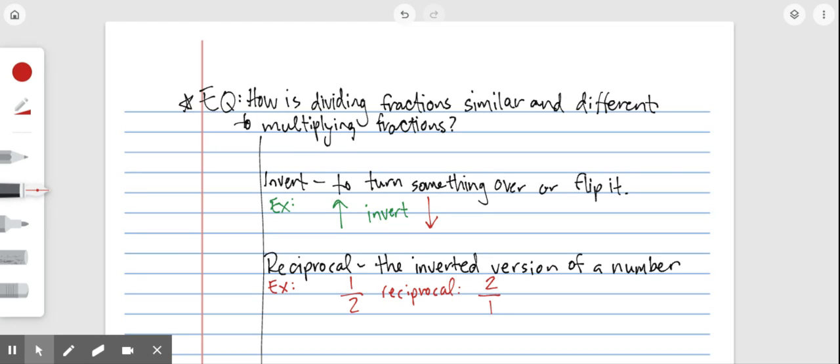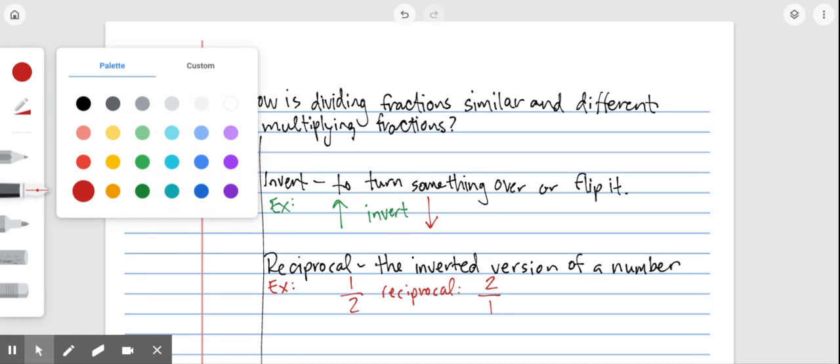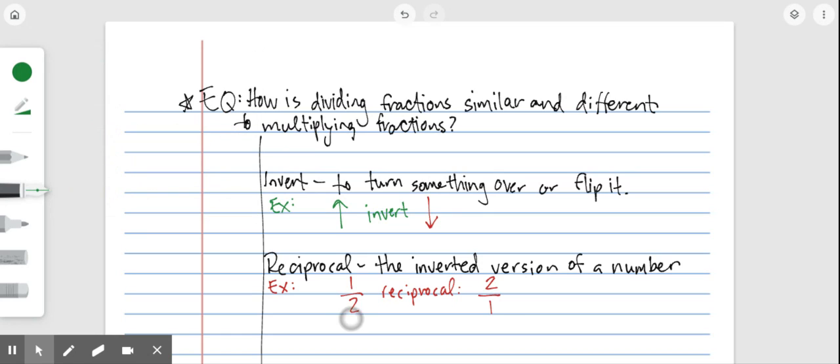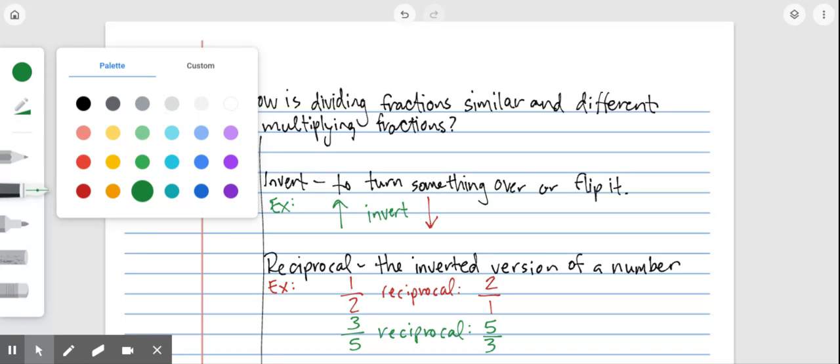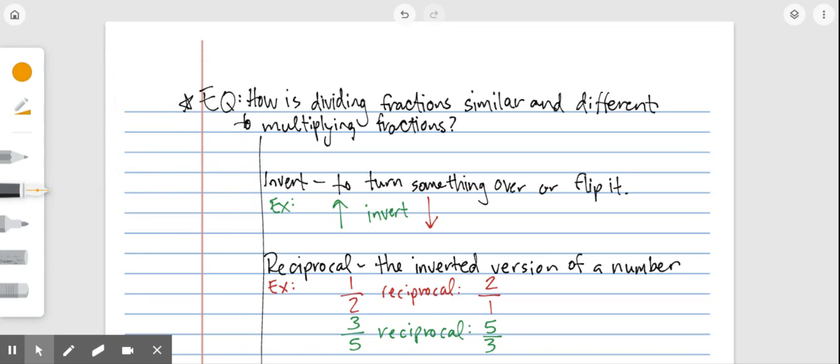Okay, so let's think about maybe another example really quick. How about 3/5? Reciprocal. If I take 3/5 and I flip it upside down, or I reverse it, I have 5/3. Okay, and the cool thing about reciprocals is that if you multiply a number with its reciprocal, that number becomes 1. So I'm going to write this cool piece of data on the side.